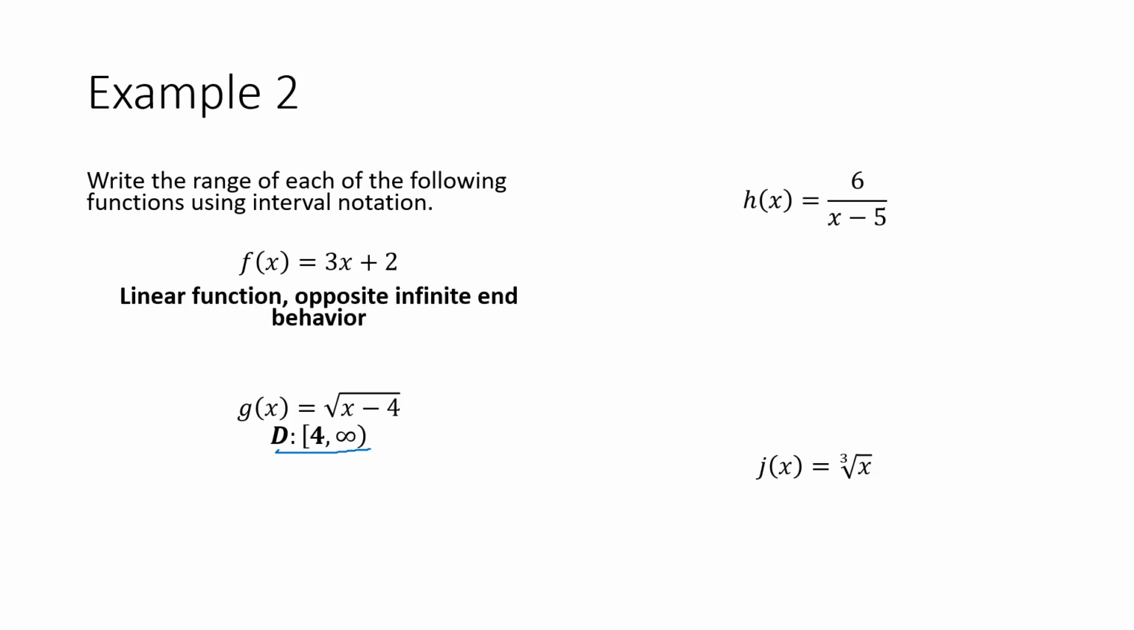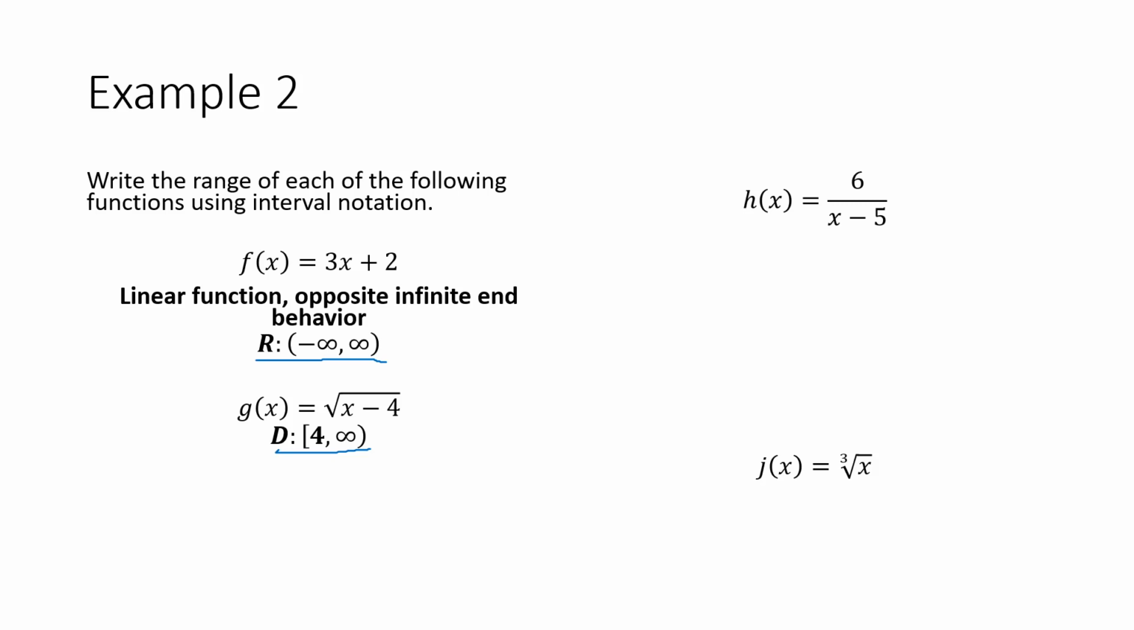So f of x, that linear function, it's got opposite infinite end behavior. On the left side, it's going down towards negative infinity. On the right side, it's going up towards positive infinity. So there are no restrictions on the range for f of x. That thing is going to hit all y values. The range is all real numbers.